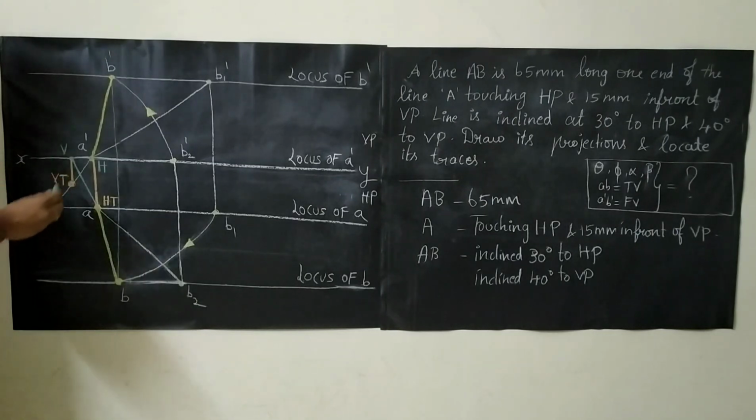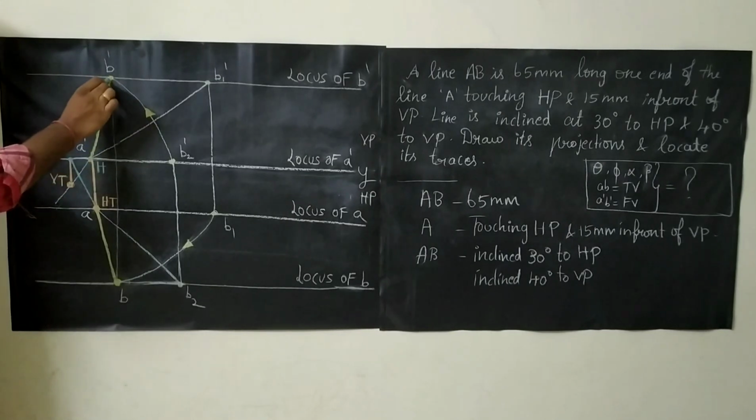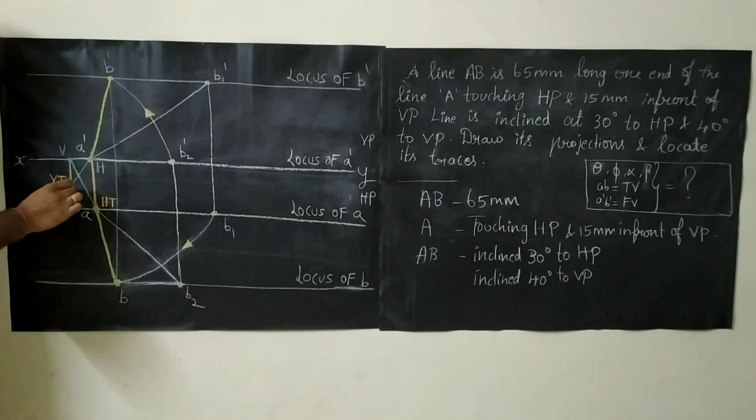Same procedure: extend this A dash B dash a certain distance from the point B. Draw a vertical line downwards. This vertical line will be meeting A dash B dash at one point, and that point is called the vertical trace.